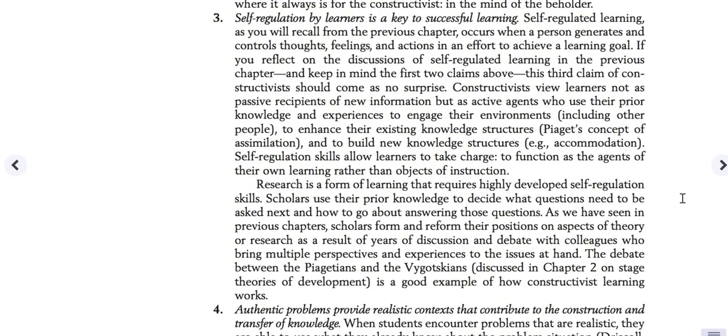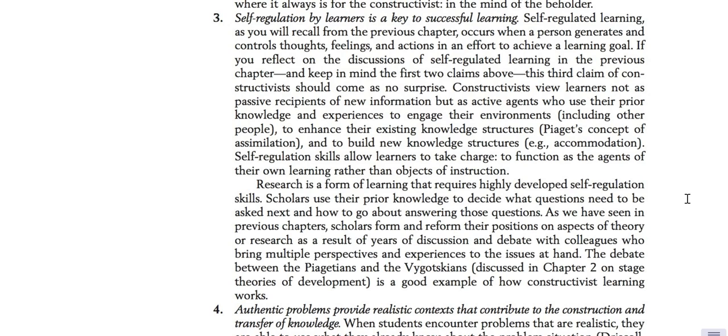Self-regulation by learners is a key to successful learning. Self-regulated learning, as you will recall from the previous chapter, occurs when a person generates and controls thoughts, feelings, and actions in an effort to achieve a learning goal. If you reflect on the discussions of self-regulated learning in the previous chapter, and keep in mind the first two claims above, this third claim of constructivists should come as no surprise.